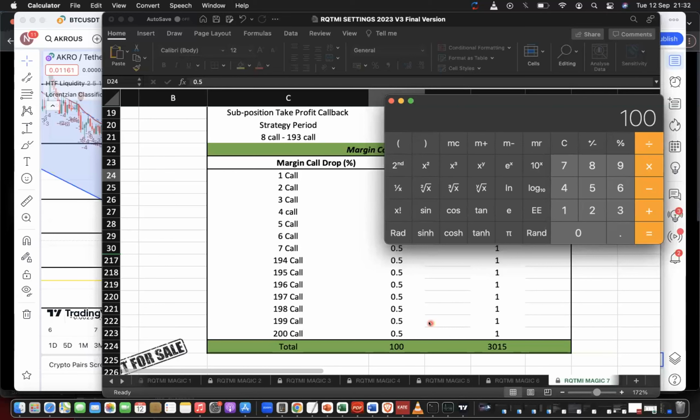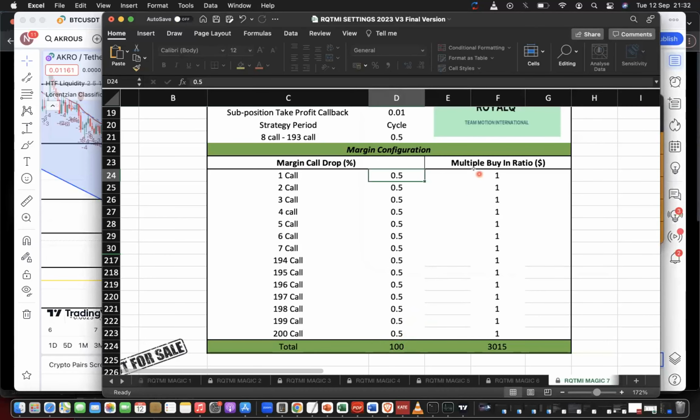Just add more 0.5, 0.5, 0.5. It's your capital, so you're still going to be in the game, still making money, and when the market moves up, it releases your capital. So the total percentage drop is 100%, which is perfect.